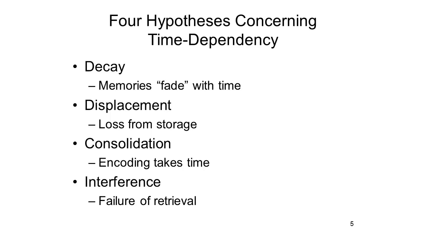Here, the idea is that nothing really happens to disrupt the encoding or consolidation or storage processes, but that new memories acquired over the retention interval somehow get in the way of old memories. Whereas the decay and displacement and consolidation theories of time-dependent forgetting interpret the phenomenon as a failure of encoding or a loss from storage, the interference theory basically says that time-dependent forgetting represents a failure of retrieval. The memories are still there, they haven't been lost from storage, but interference among memories makes it difficult to retrieve the memory that you're interested in, and that this interference builds up over time.